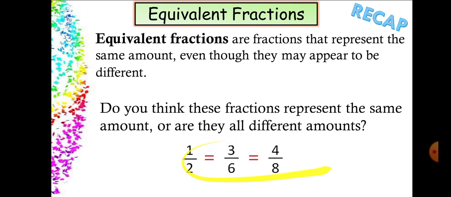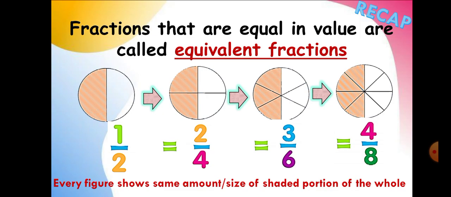Let's check. First of all, we are going to do multiplication. 2 multiplied by 3 equals 6, and 1 multiplied by 3 equals 3. 2 multiplied by 4 equals 8, and 1 multiplied by 4 equals 4. That means these fractions are equivalent because they hold the same value even though they are represented differently. Let's take an example again of fractions that are equal in value; whichever fractions you look at that are equal in value, you are going to say they are equivalent fractions.